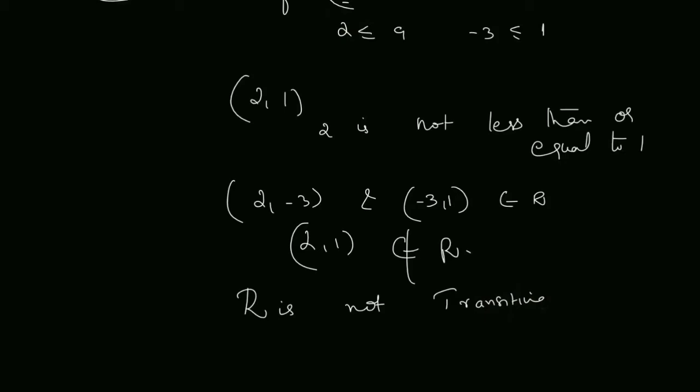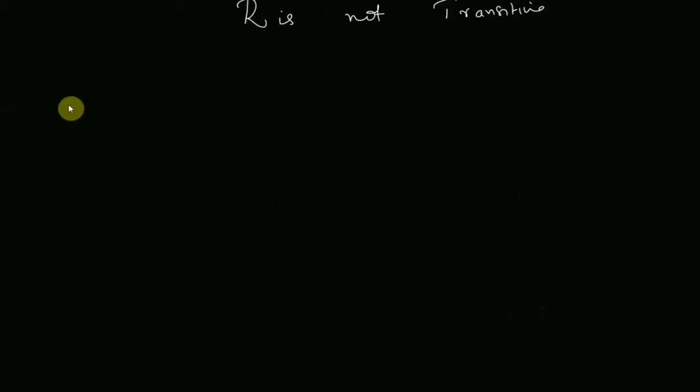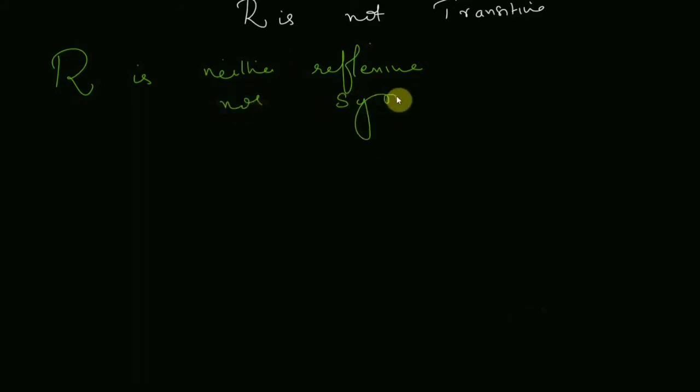So what do you conclude? So R is neither reflexive nor symmetric and not transitive.